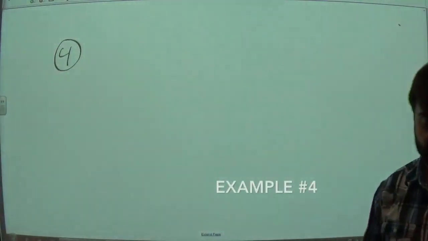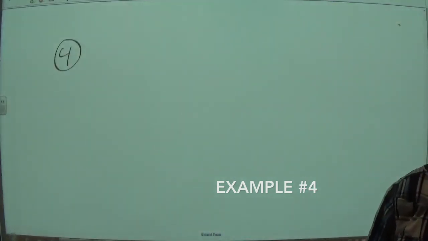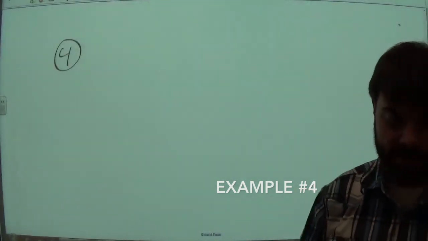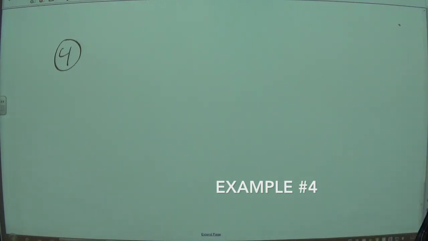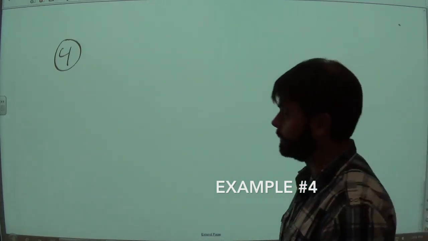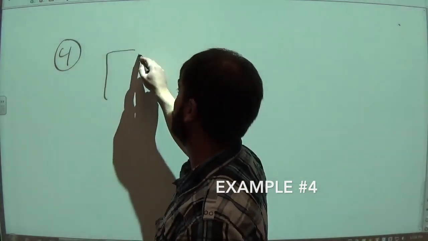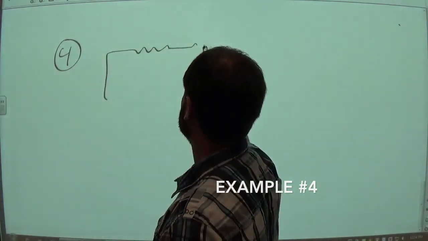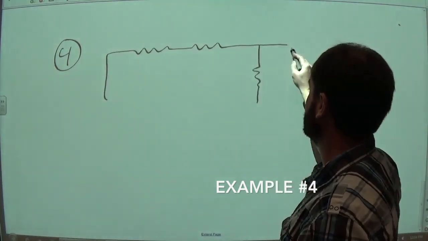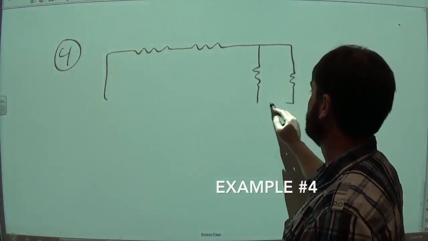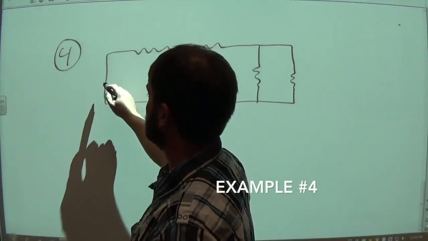We'll do another one here. We'll do example number 4. And in example number 4, I'm going to get a somewhat of a compound circuit. So the circuit's going to have some series and some parallel circuits involved. So when we start with the battery source, we're going to have one resistor here, we're going to have another resistor here. Then we're going to go down here, we're going to put a couple of resistors in parallel, and then we'll connect it back to the voltage source.